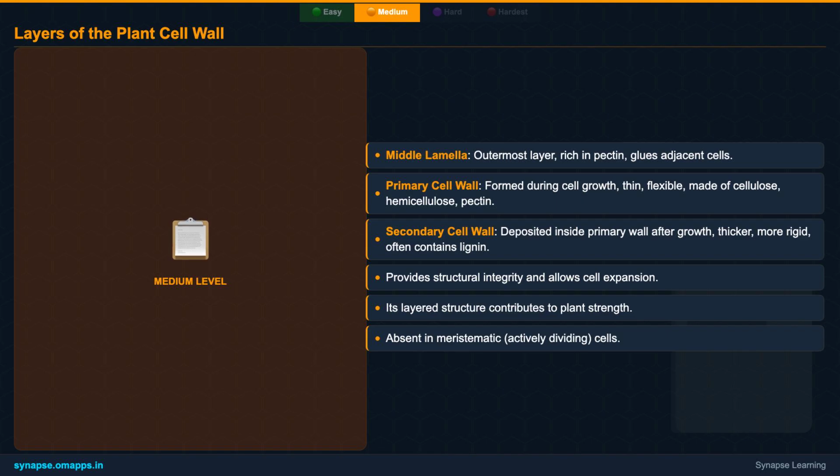Then comes the primary cell wall, formed during cell growth. It's relatively thin and flexible, composed of cellulose, hemicellulose, and pectin, allowing the cell to expand. After the cell stops growing, a thicker, more rigid secondary cell wall is deposited inside the primary wall. This layer often contains lignin, especially in woody plants, providing extra strength. This layered approach ensures both flexibility for growth and robust structural integrity.